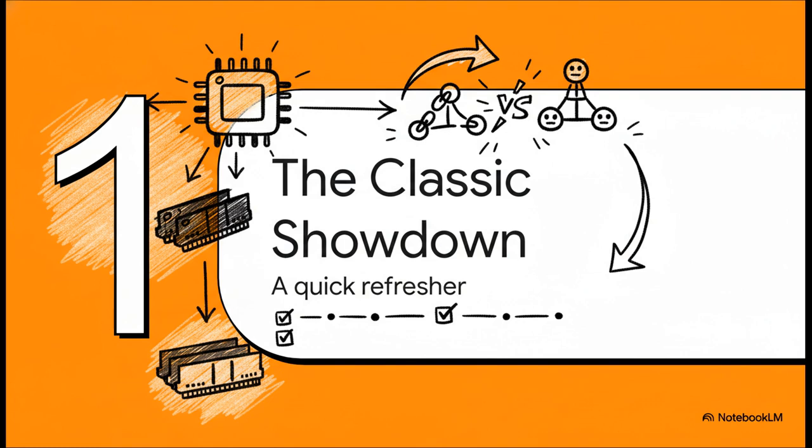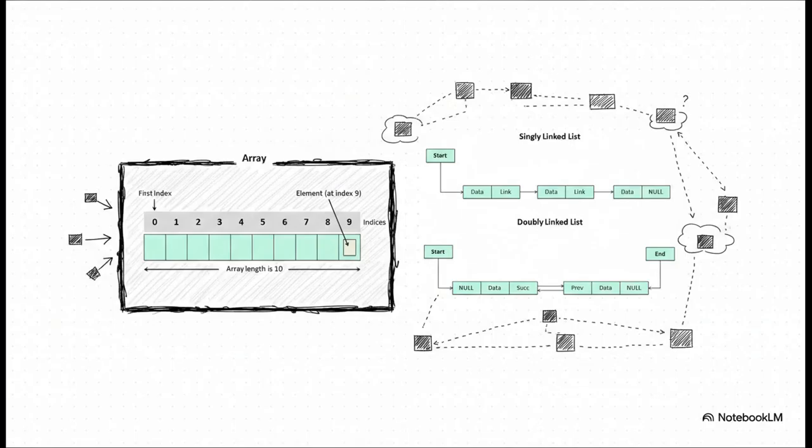Let's talk about the classic showdown everyone learns in school. So in one corner, you've got the array. It's neat, it's orderly, a solid block of elements all sitting right next to each other in memory. Super predictable. And in the other corner, you have the linked list, a chain of nodes, where each one holds a piece of data and then points to the next node, and these things can be scattered all over your computer's memory.